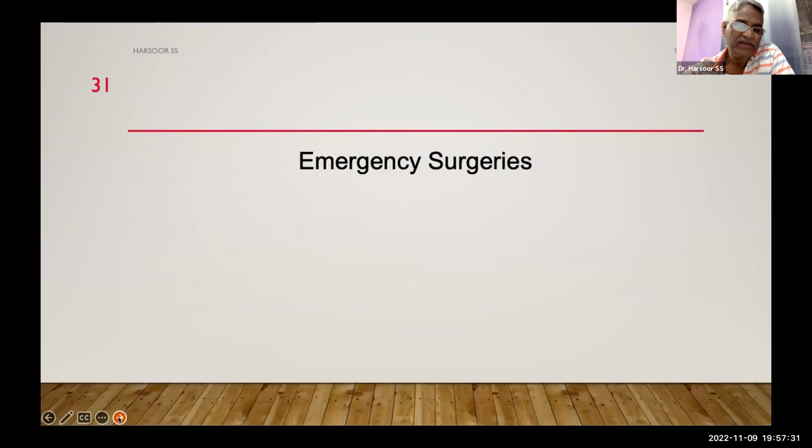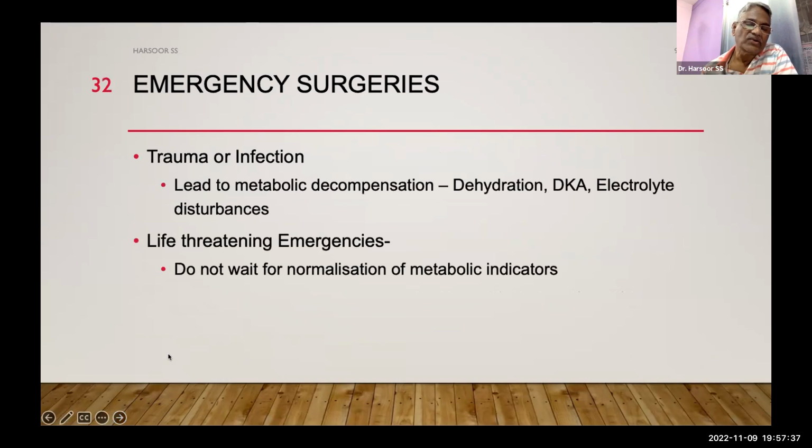And a couple of slides about the emergency surgeries. I'm not going to go deep into this, but there are two indications. One is trauma and the other one is severe infection. These are the two situations where emergency surgeries may be necessary. And both these things may lead to metabolic decompensation like dehydration, acidosis, or electrolyte disturbances.